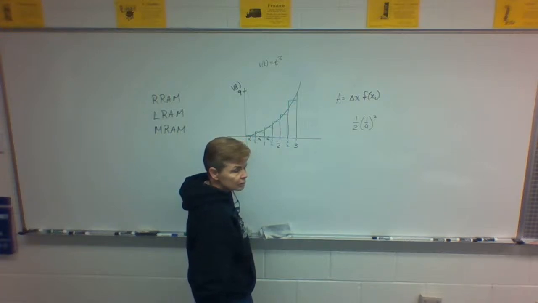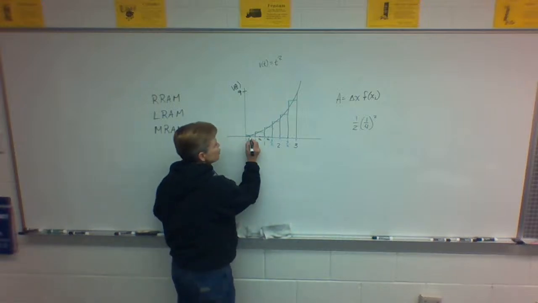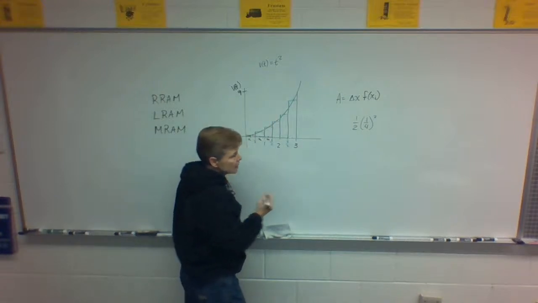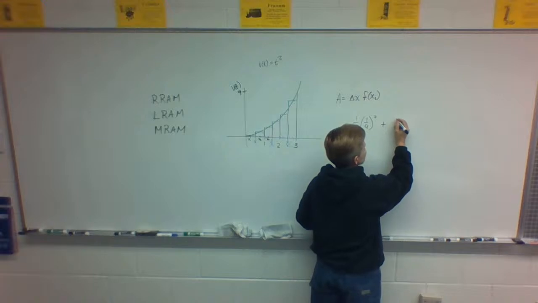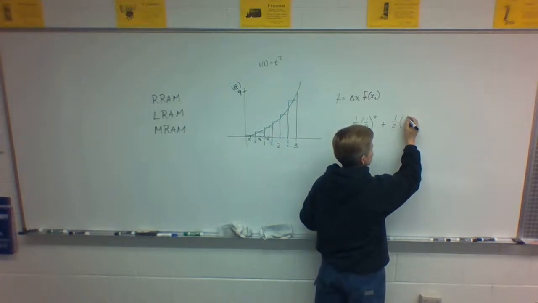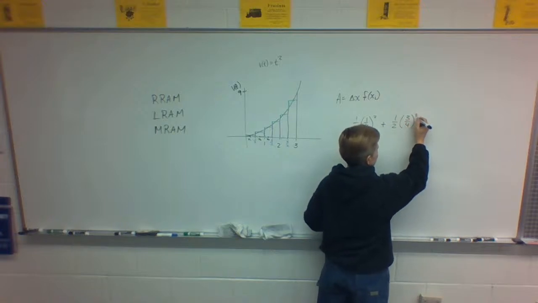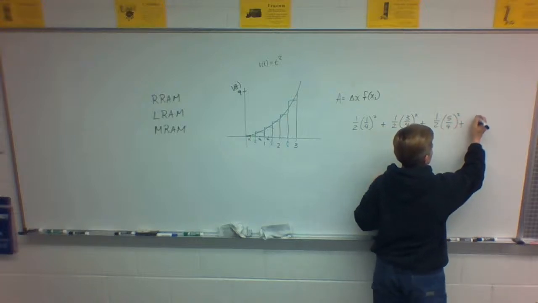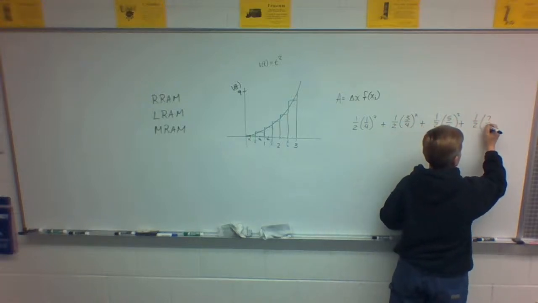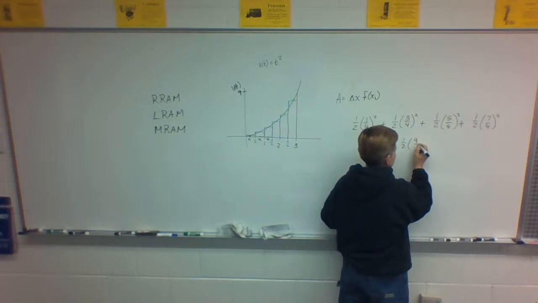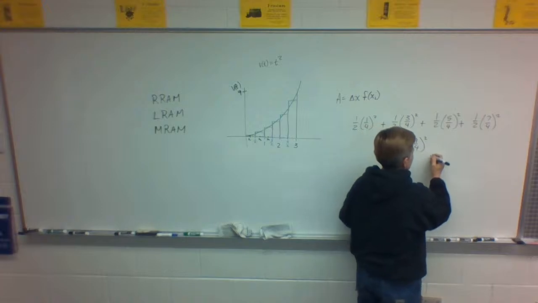Because that's the function. We have to go up to the function, and the function value when x is 1/4 is 1/4 squared. Y'all see it? To that, we will add the area of the next one, which would be what? 1/2, that's the width of the partition, times 3/4 squared, plus 1/2 times 5/4 squared, plus 1/2 times 7/4 squared, plus 1/2 times 9/4 squared, plus 1/2 times 11/4 squared.